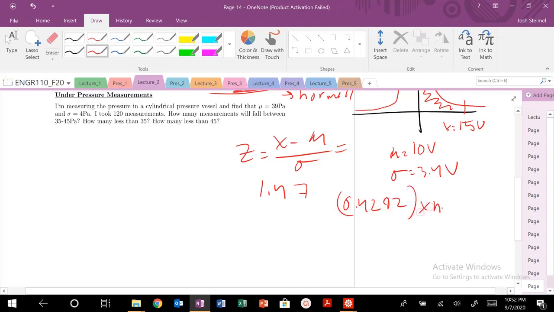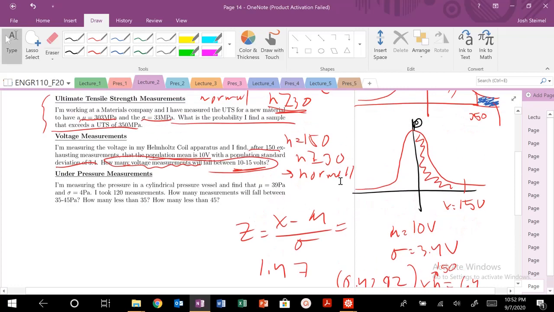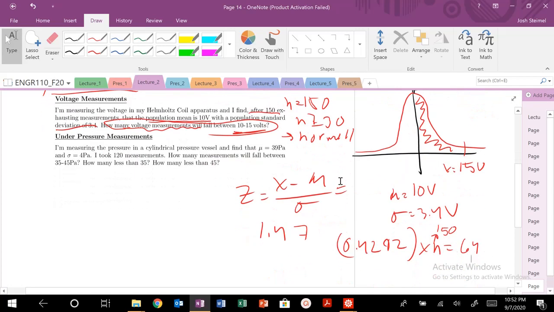I need to multiply by n, my number of experiments, which in this one was 150. So that's going to give you about 64 measurements that should fall between 10 and 15. There. All right. Last one.